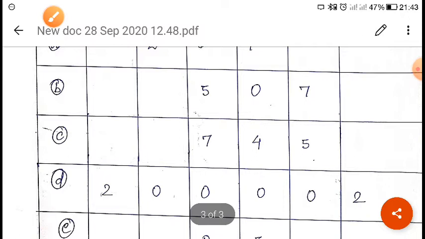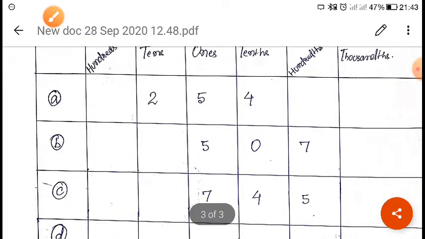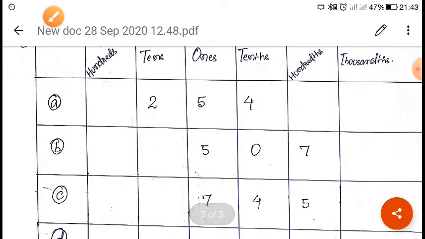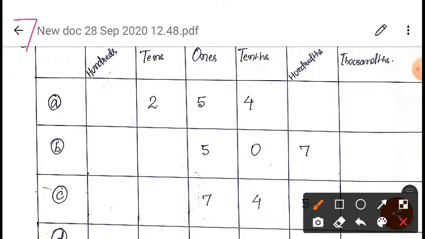Now next question is 7.45. Again, this 7 is in which position? Ones position. When we talk about 7.45, this 7 is in the ones position. After that, this 4 is in which position?